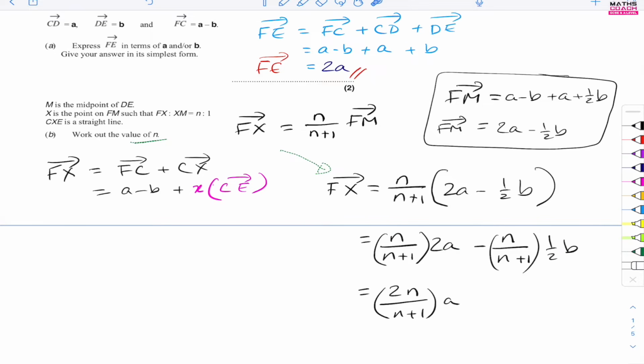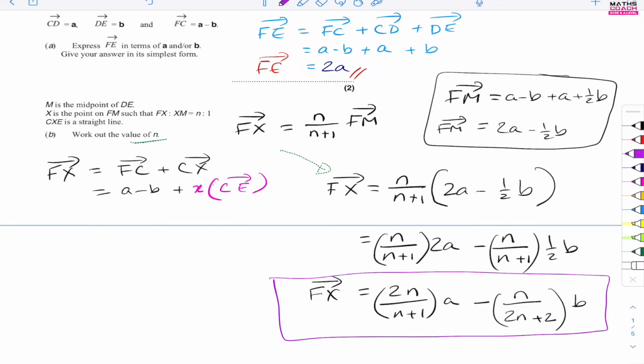I'll do the same thing here. Now with this one, the 1 will multiply with the n, just giving us n, and the 2 will multiply with the two terms at the bottom. So the 2 will multiply with the n plus 1. What will that give us? It will be a minus, and then n over 2n plus 2. So this is f x, the vector f x. Let's put a border around that.